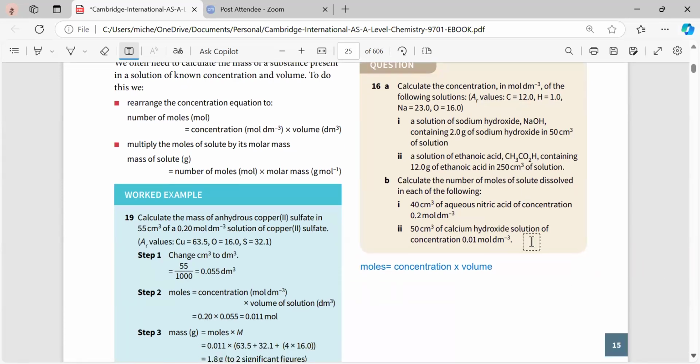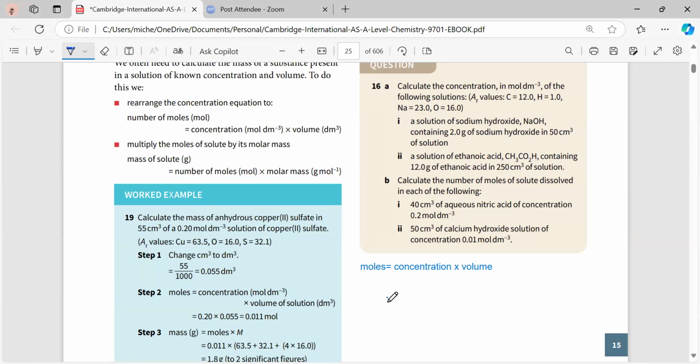So first of all, we are trying to find the number of moles. We have already been given the volume, which is 40 cm³. Now we have to convert that to dm³, since it has to be that way. Every time we calculate with a volume, it has to be in dm³ instead of cm³. So you have to convert that.